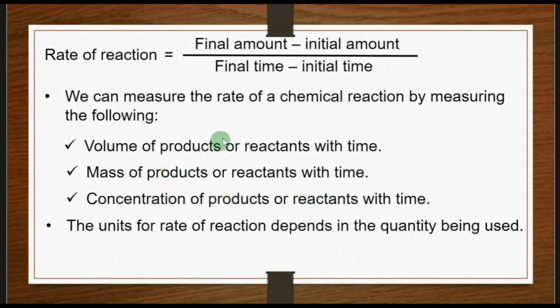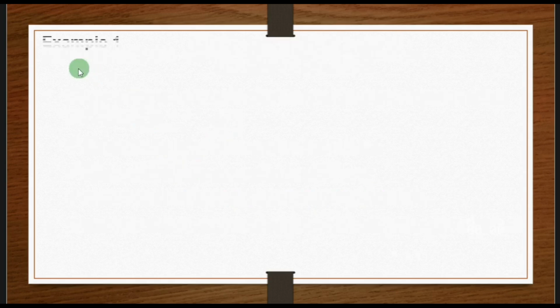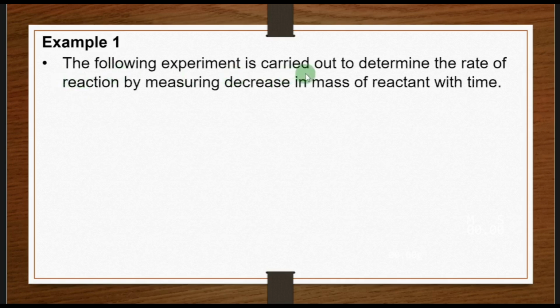Let's look at this example, which is going to help us understand how the rate of chemical reaction happens and is calculated. We are saying the following experiment is carried out to determine the rate of reaction by measuring the decrease in mass of reactant with the time.